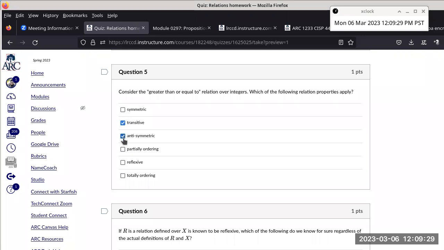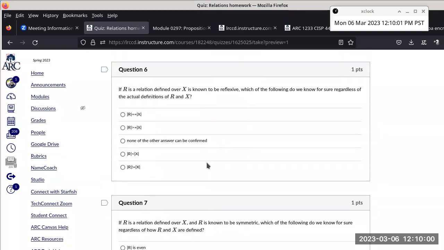So it is anti-symmetric. It is partially ordered because it is also reflexive, but it is also totally ordered because it is also comparable. Choose any 2 integers, and I can tell you which one is less than or equal to the other one. I only need one way, right? I don't need it both ways, but as long as I can find at least which one is less than or equal to the other one, I'm good. So this one is totally ordered.